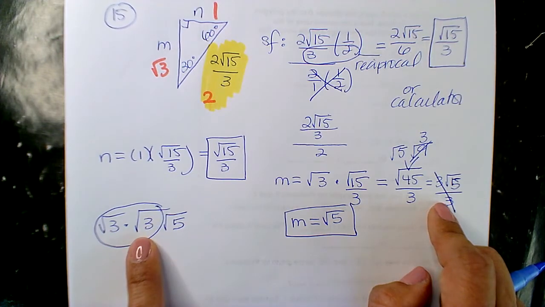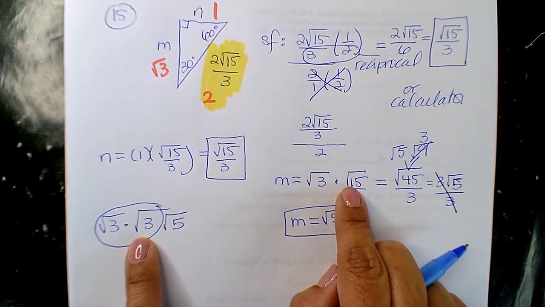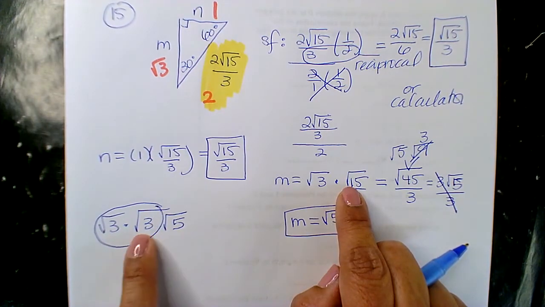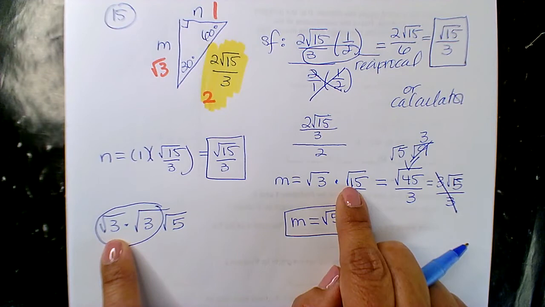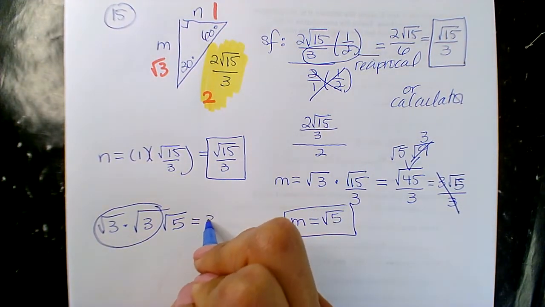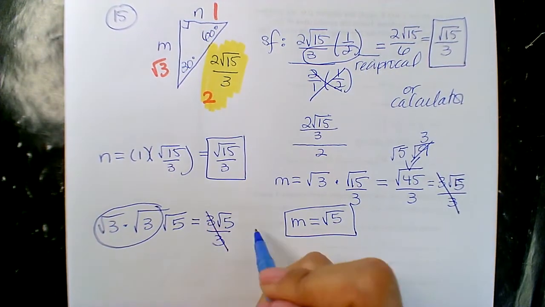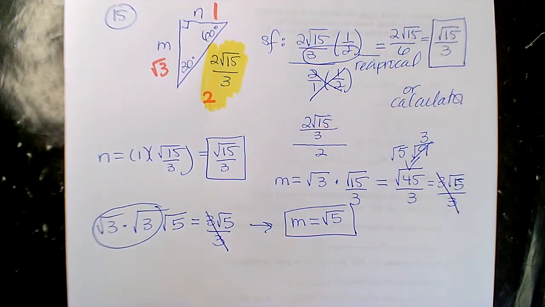Or you could do it beforehand. Rad 3 times rad 15 is rad 3 times rad 3 times rad 5. This is written in primes. So then this becomes 3 rad 5. And then, of course, your denominator is 3. And that's how you get your rad 5.